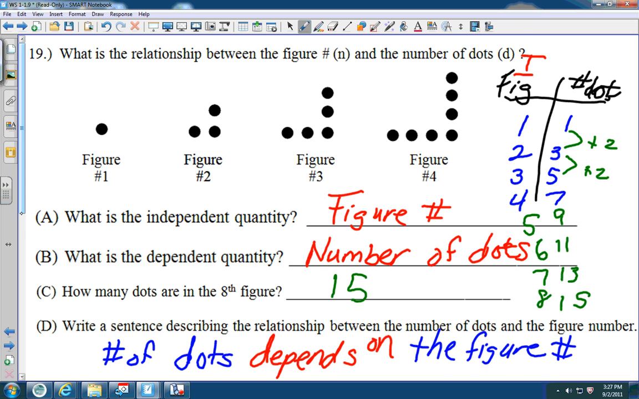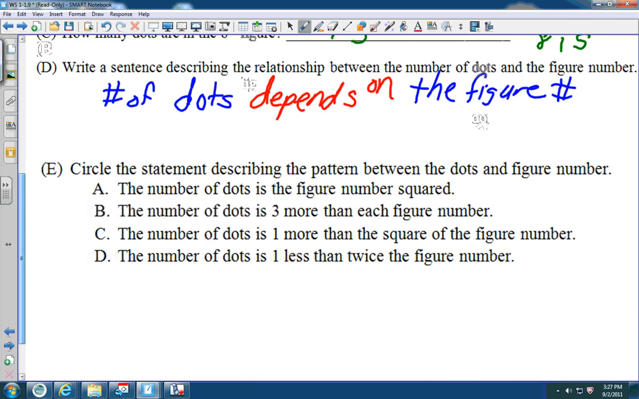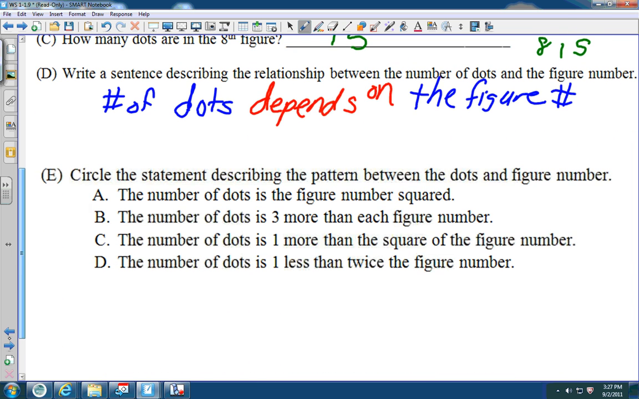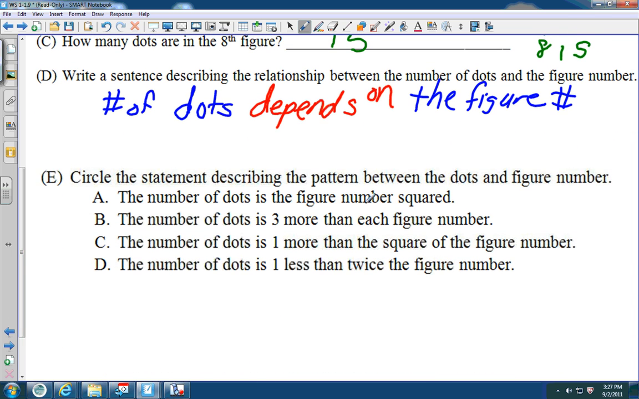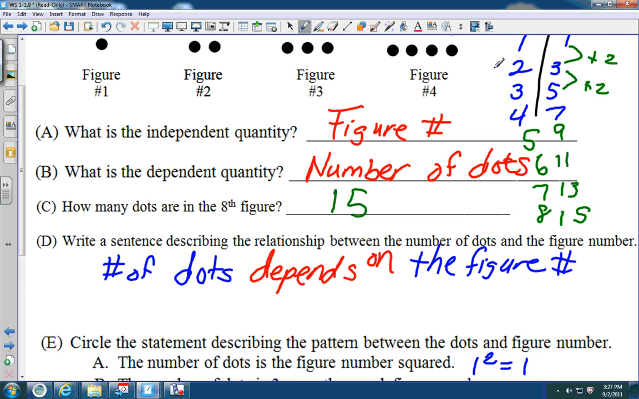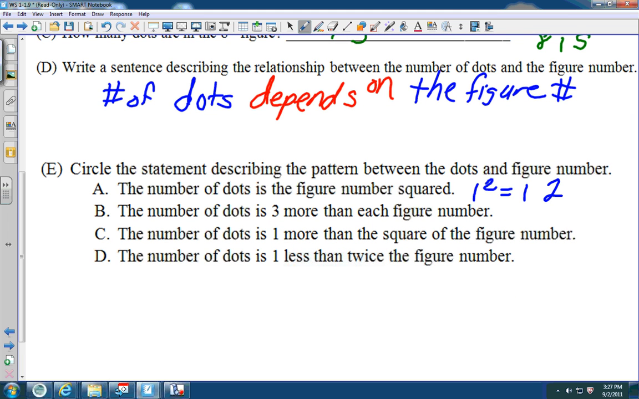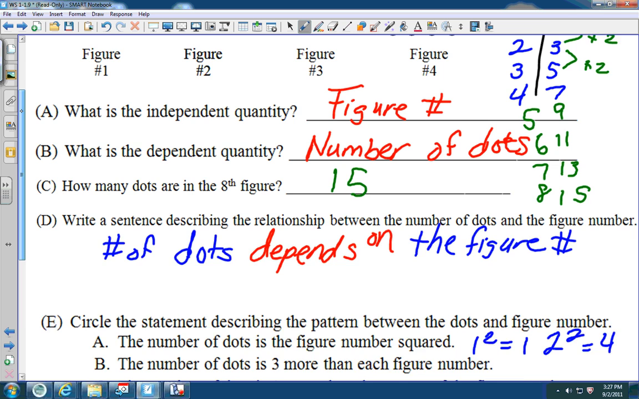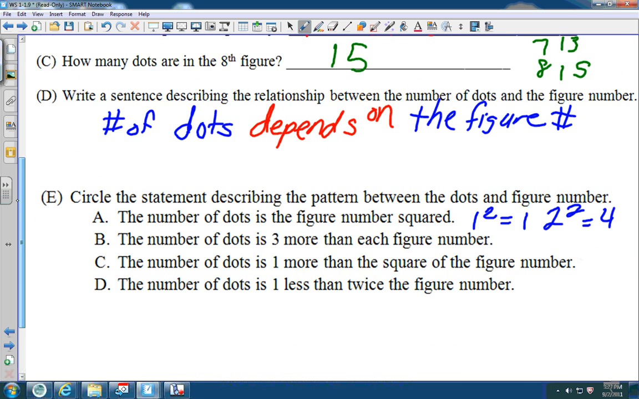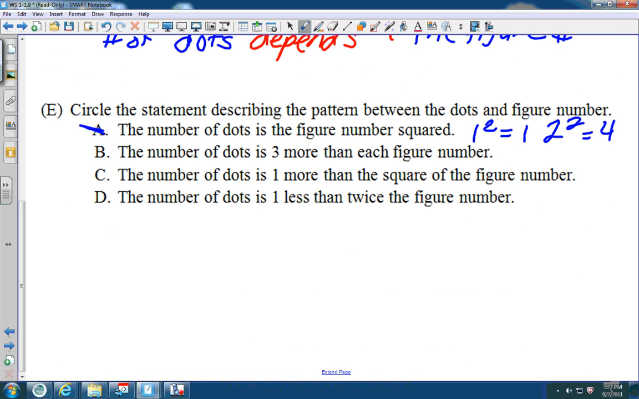The next one down here says circle the statement describing the pattern between the dots and the figure number. It says the number of dots is the figure number squared. So let's see, the figure number, 1 squared is 1. Is that the first one up here? Oh, it is 1, 1. Let's see about the second one. 2 squared, 2 times 2 is 4. Does that say 2, 4 up here? Nope, it says 2, 3, so it's not A.